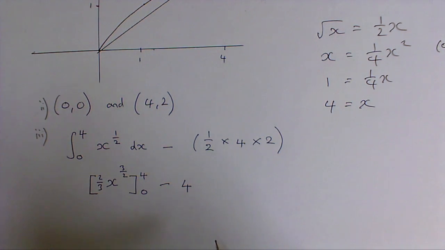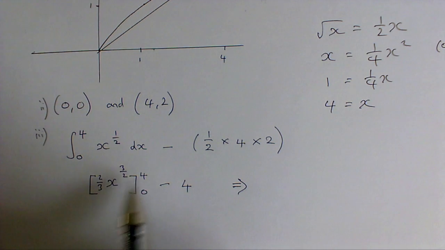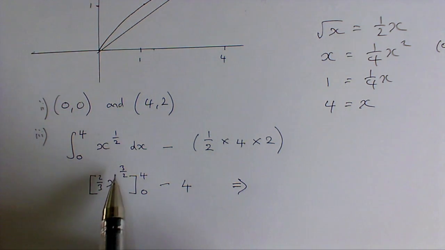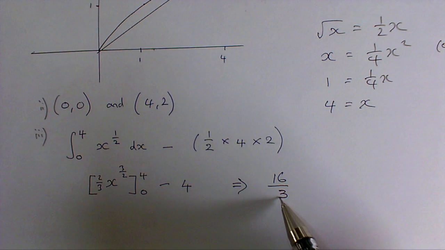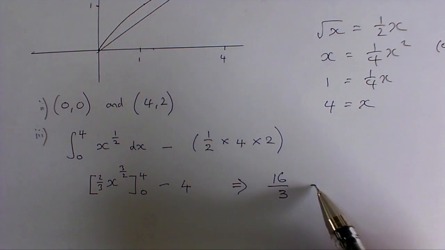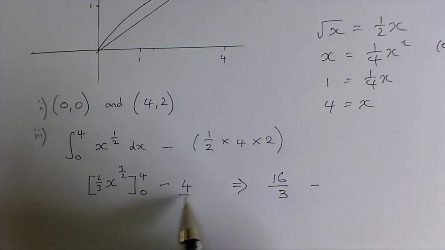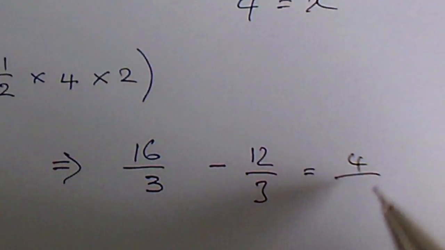So we have to worry about when we evaluate this definite integral, because when we put 0 into the x, it clearly equals nothing, doesn't it? But when we stick in 4, the square root of 4 is obviously 2, 2 to the power of 3 is 8, and 8 times 2/3 is 16/3. Take off the 4, which we should write as 12/3, and there's your answer, 4/3.